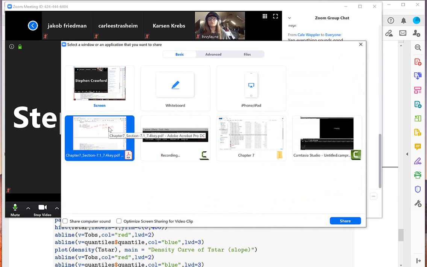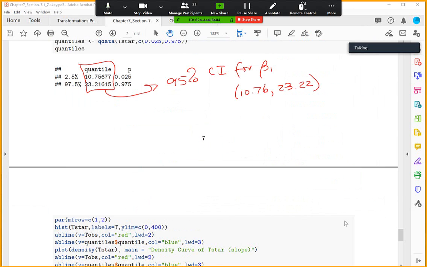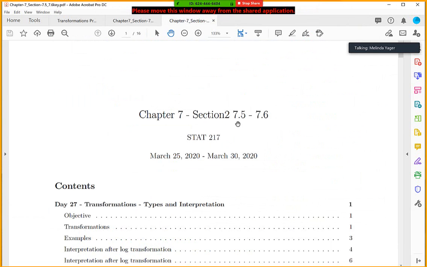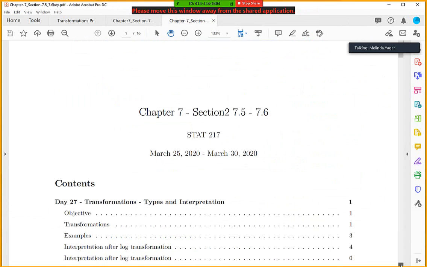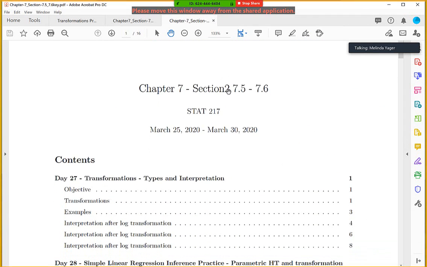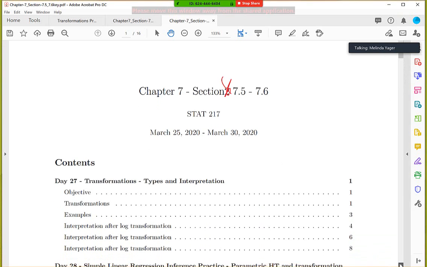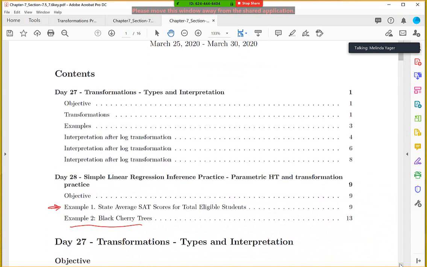These are the notes from section 7.5 and 7.6. I know it says section 2 at the beginning. That's just an error, so we can consider that it's not supposed to be there. This is looking at types of transformation, for when we don't have a linear relationship between the explanatory variable and the response. If we have some sort of curved relationship, then what can we do? That's what we're looking at with transformations.